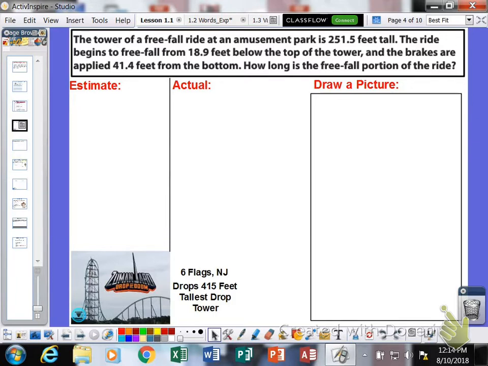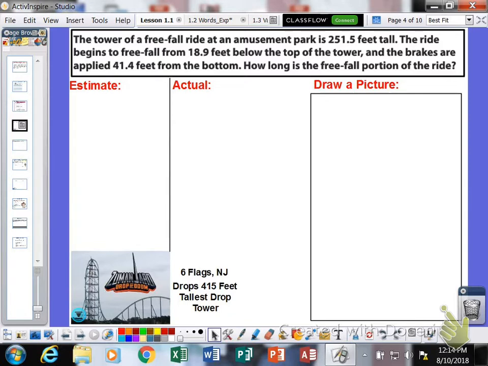So, Zumanjaro, I believe is what it's called. It's called the Drop of Doom, and this is at Six Flags, New Jersey. So again, there's just little things that you need to do. So you know that the tower is 251 feet tall.